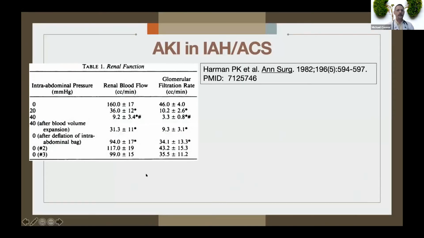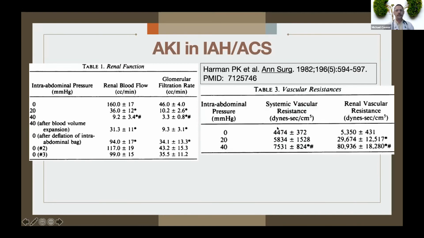And it really does hold true. In these animal models, they increased the intra-abdominal pressures. And as they increased intra-abdominal pressure, renal blood flow fell very rapidly, as did GFR. And as they deflated the intra-abdominal pressure, then blood flow returned. And you can see here that renal vascular resistance goes up greatly in this animal model.